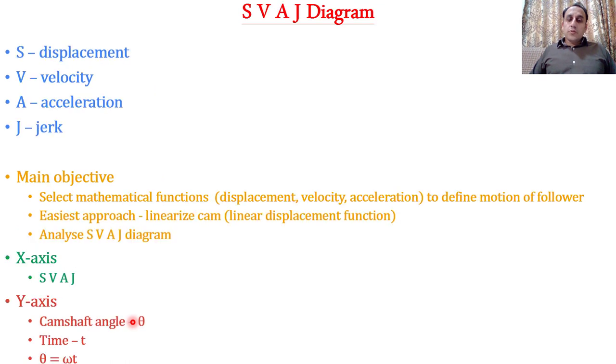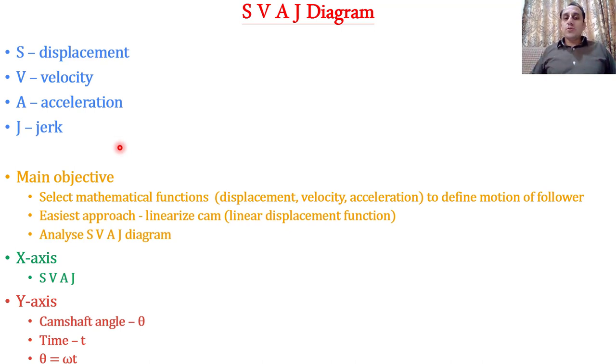Now we'll move to the next topic, which is the SVAJ diagram. First of all, we should know what those SVAJ letters stand for. S stands for displacement, V stands for velocity, A stands for acceleration, and J stands for jerk. We discussed jerk in the topic of acceleration analysis. Jerk is the time rate of change of acceleration. The unit of jerk is meter per second cubed, or inch per second cubed, or millimeter per second cubed.